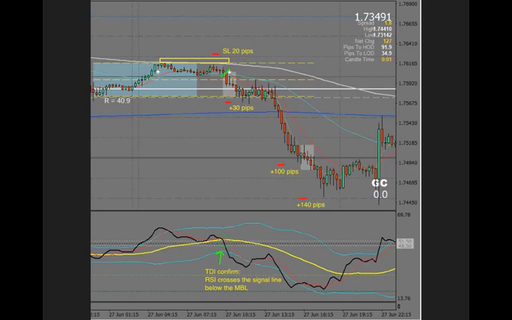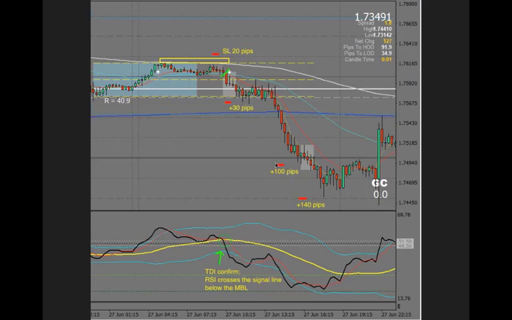And if you rolled this all the way down, it never closed above the 13, okay? So you can see it held the 13 all the way down. Cascaded down to the 0-0 would be 100 pips, and then down here to the 50 would be about 140 if you took it right before the 50.